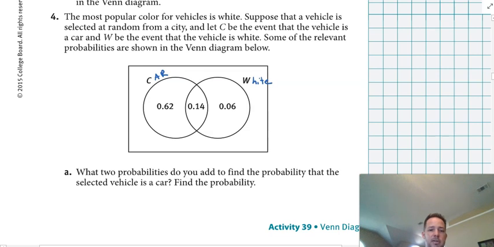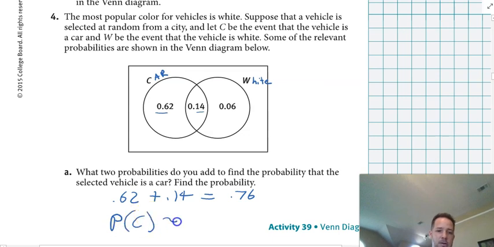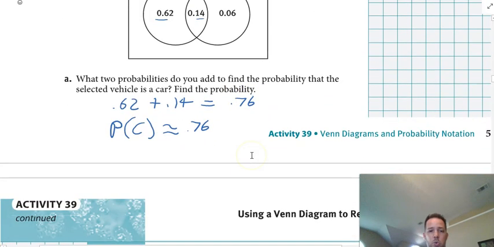What 2 probabilities do you add together to get the probability that the vehicle is a car? So this whole region here represents the car, so I add those 2 together. 0.62 plus 0.14 equals, what is that, 76? So the probability it's a car should be 0.76. Okay, next page.